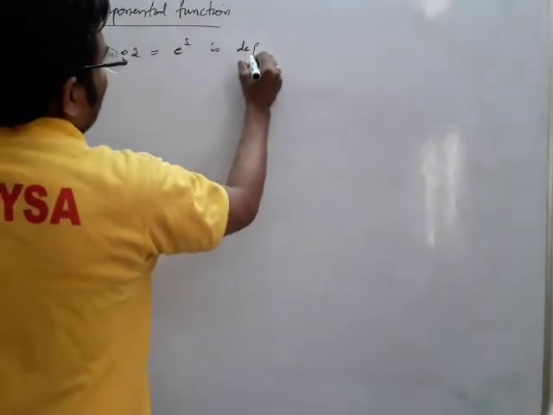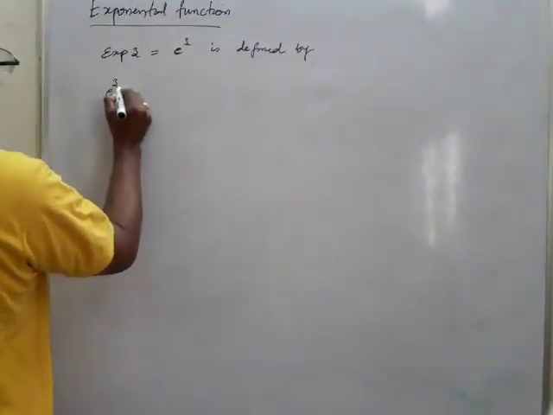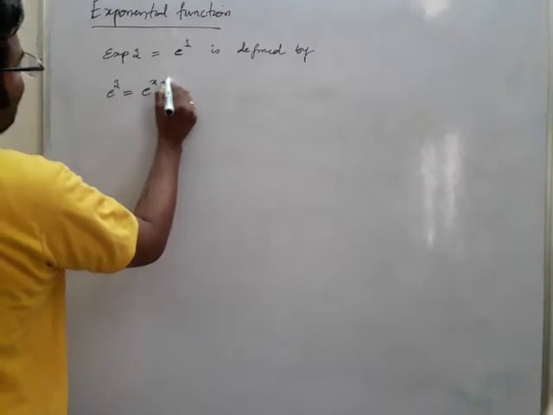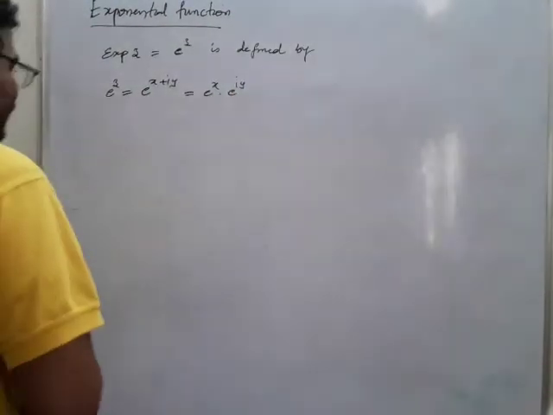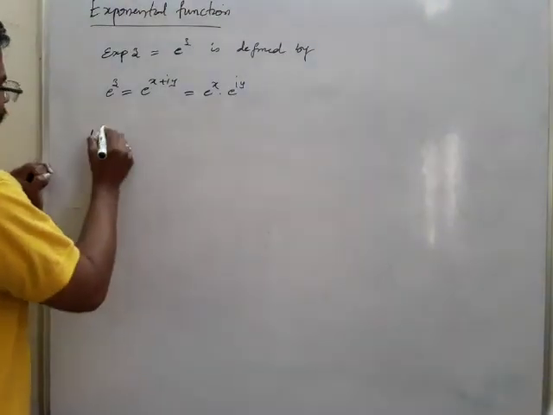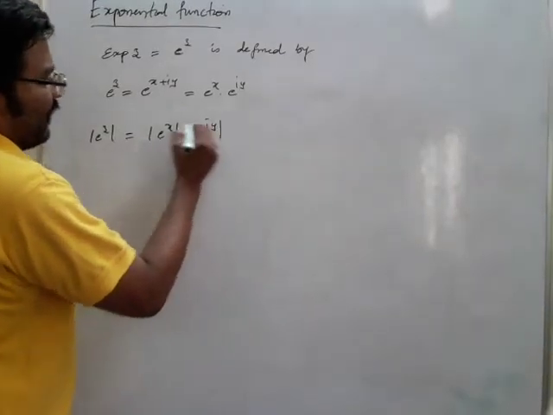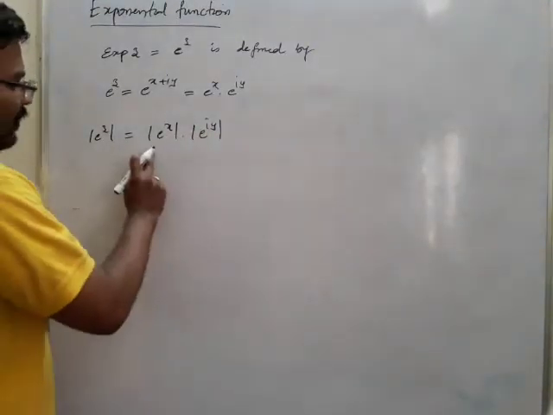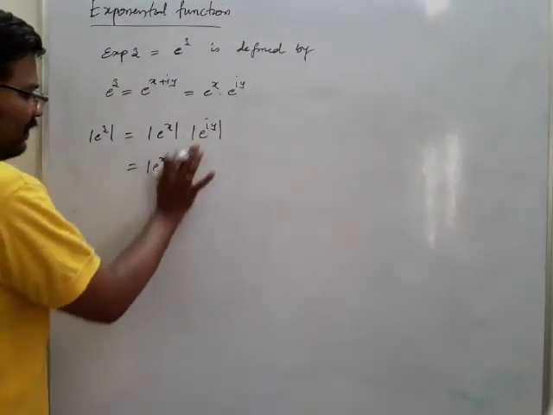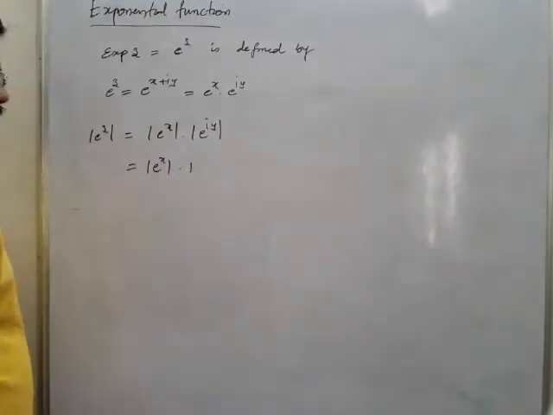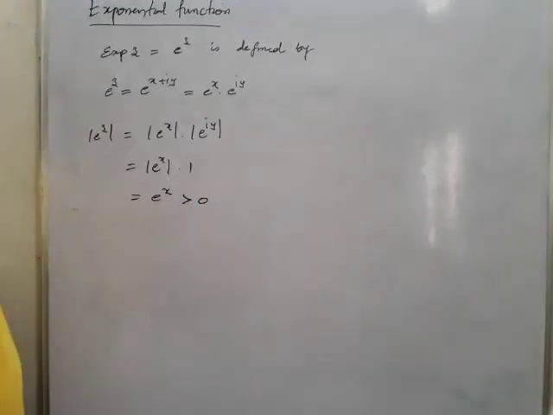is defined by e power z is equal to e power x plus iy, that is equal to e power x and e power iy. So mod e power z is equal to mod e power x into mod e power iy. Okay, so you can understand that this is nothing but e power x, this is 1 into 1. So therefore this is nothing but e power x which is greater than 0.